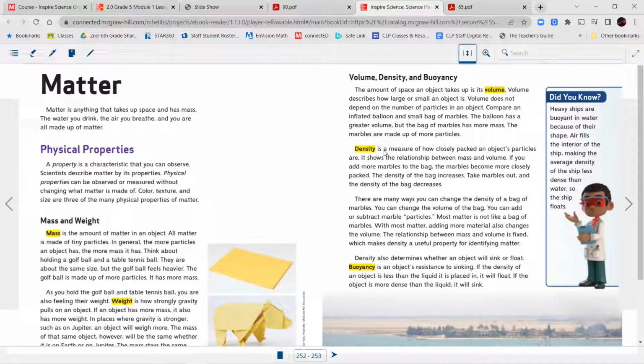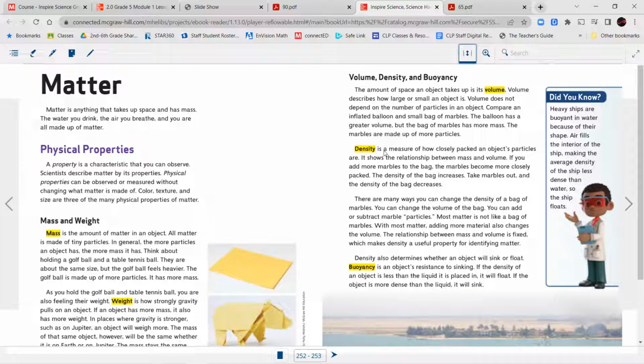So even though a balloon, after you blow it up, has almost no mass, it's not made up of very many particles at all. It doesn't have very much mass or weight. It takes up more space than a marble. Now, a marble would have a greater mass than an inflated balloon, because a marble is fully solid. There's no empty space inside. So all those particles are packed really tightly together. So volume only relates to how much space something takes up.